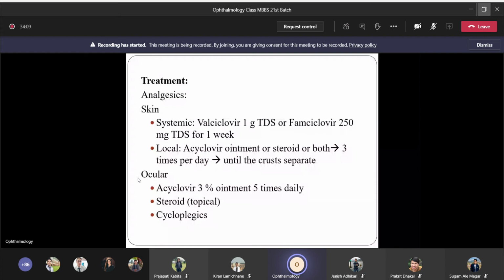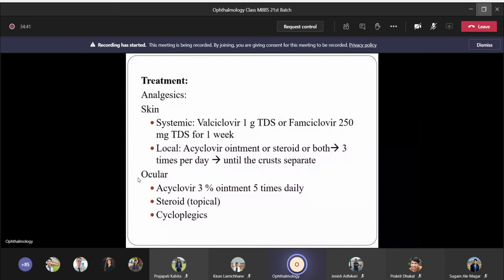the crust separates. Whereas in case of ocular treatment, as we all know, it's acyclovir 3% ointment 5 times per day. That's the drug of choice. And then steroids sometimes, usually topical steroids. The weak steroids are usually given. And then you have the cycloplegic drugs, which is nothing but atropine. Okay, and then others like analgesic, acetazolamide, vitamin A are all added as well.